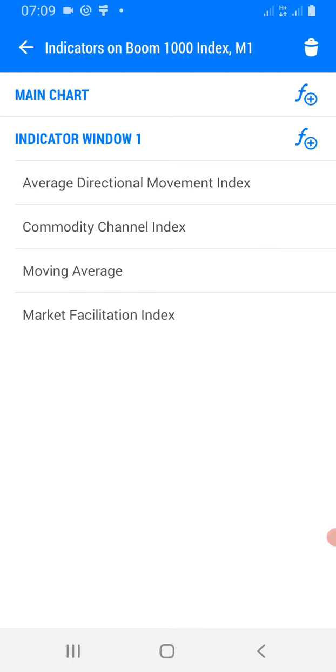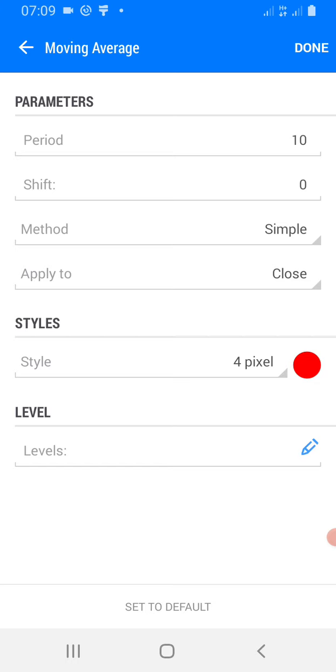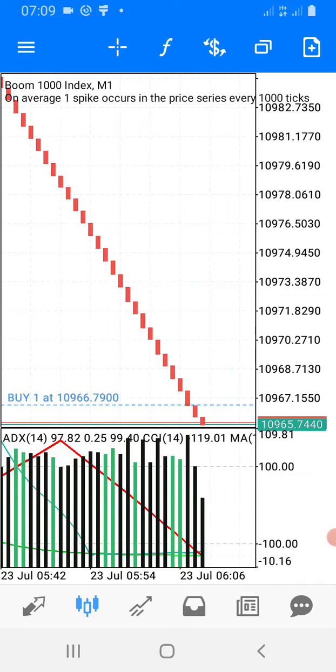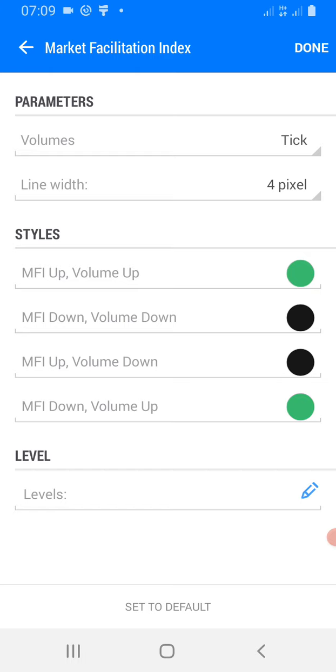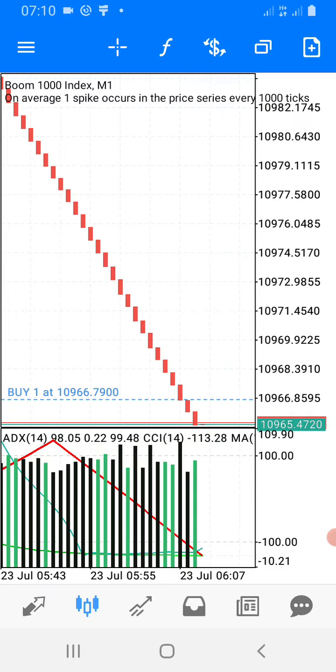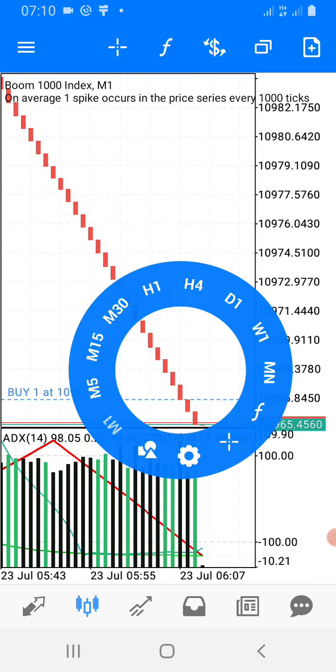Then the next indicator is the moving average: period 10, shift 0, method simple, apply to close, 4 pixel, color red. Then you click done. The last indicator is the Market Facilitation Index, which uses volume tick, line width 4 pixel, MFI up green, MFI down black, just as you can see on my screen. Then you click done. You're good to go.